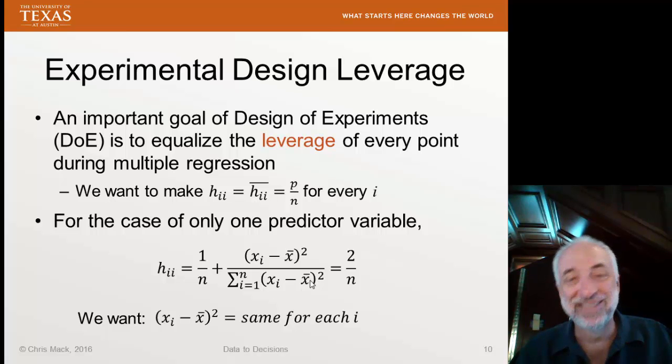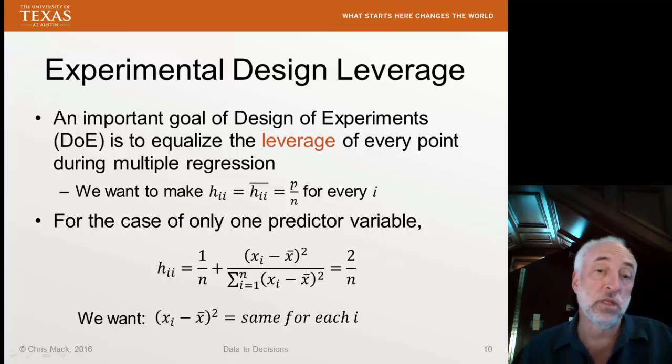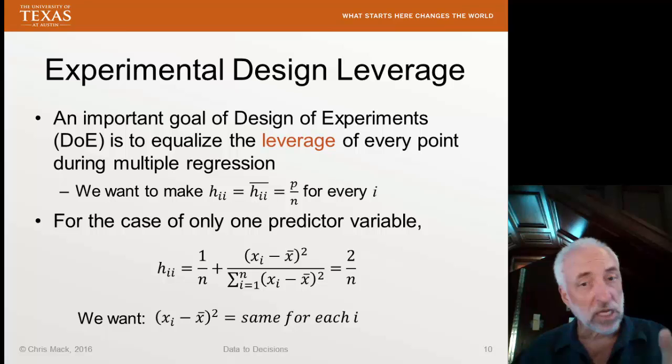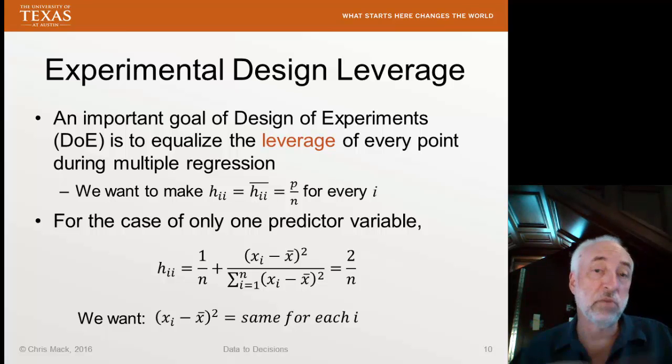We go back to our example of the dumbbell design, and we see that that in fact is what it does. The dumbbell design makes (xi minus x bar) quantity squared the same for every data point. And therefore, the dumbbell design achieves its minimum standard error of the slope by equalizing the leverage of every data point. And we can do a similar kind of thing when we have multiple regression as well.